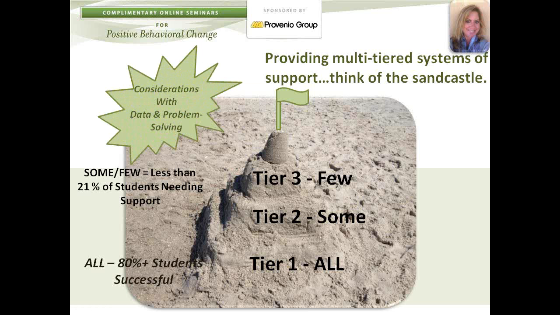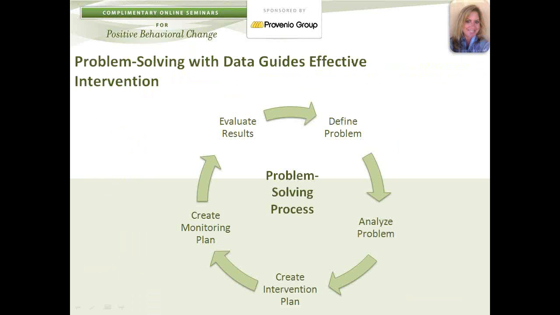That's some great considerations. So let's move on to our next slide and talk about this one a little bit. Okay, well, we can't talk about data collection or intervention without talking about problem solving, because really this process helps us, it guides us in what data we need to use, what we need to look at, and there are different types of data that we're going to look at all along the way.